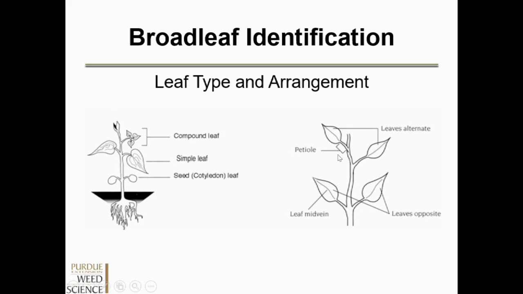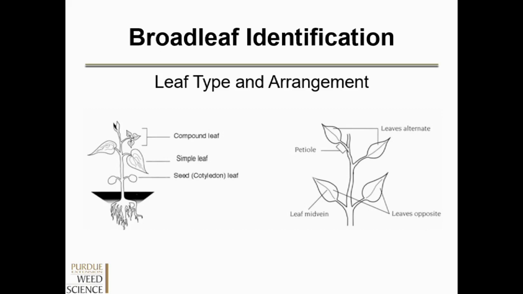One other structure I'll point out here is this thing called a petiole, and this is what connects the leaf itself to the stem. Not all plants have a petiole. Sometimes the leaf is connected directly to the stem. We would call this a sessile leaf structure. And then we have the ones that have these petioles. And sometimes the petiole length can help us identify a certain weed.